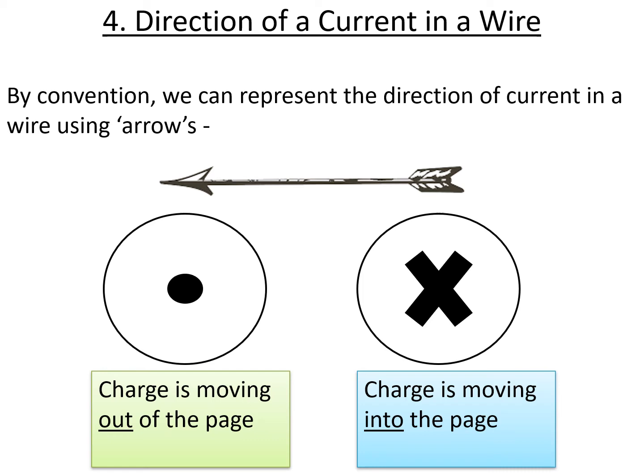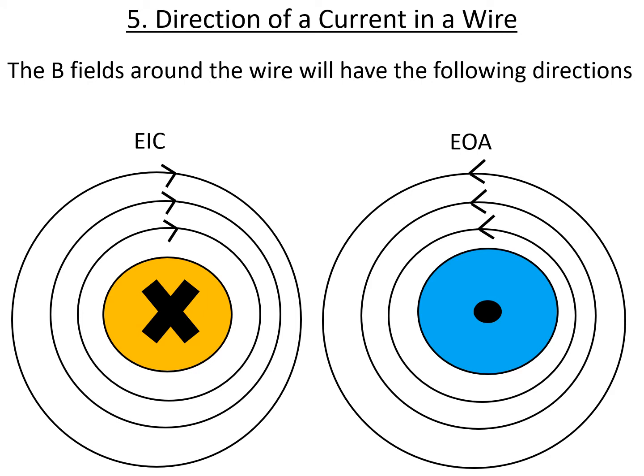Using this notation, along with your right hand grip rule, you can then work out the direction of the magnetic field around that charge. So try it just now. Remember, the first one is moving into the page, so point your thumb into the page and you should find that the magnetic field curls around clockwise. For the other one, the charge is moving out of the page, so the magnetic field will curl anti-clockwise. Make sure you can do that because it is very straightforward once you see how it's done.